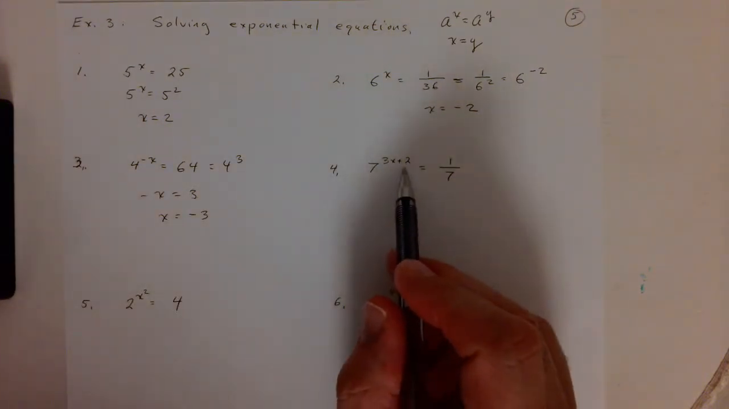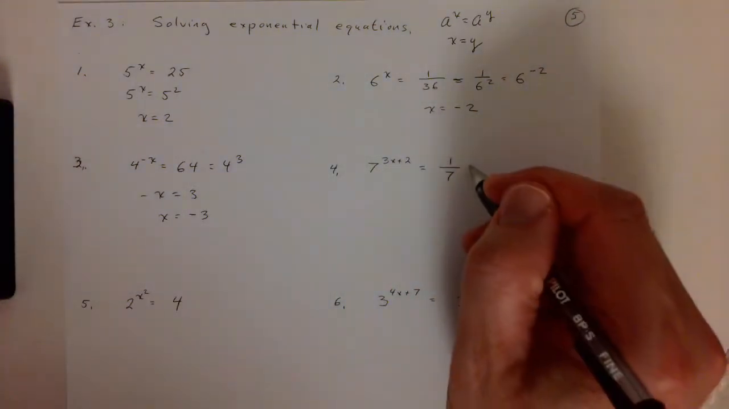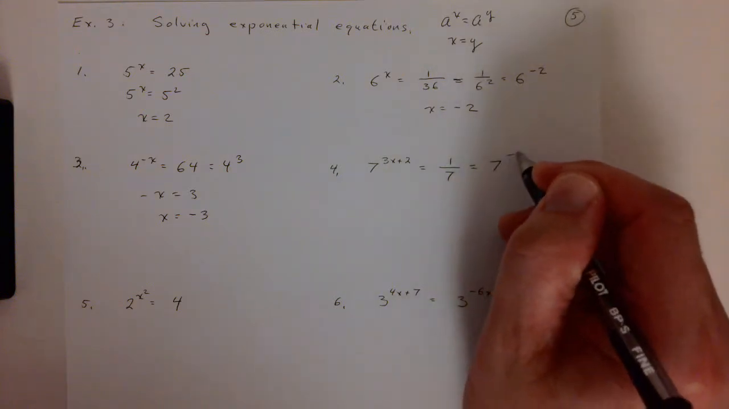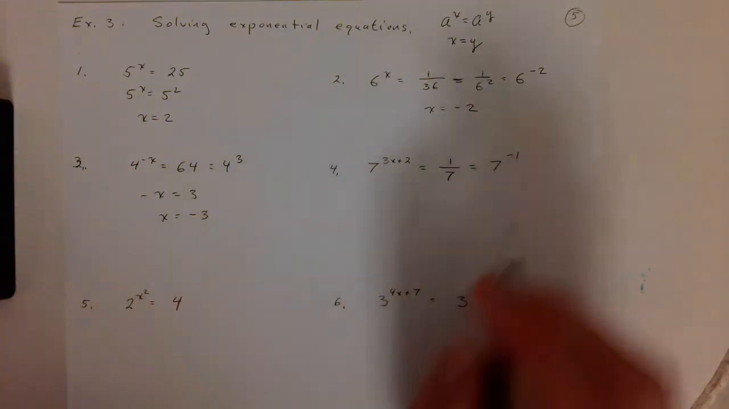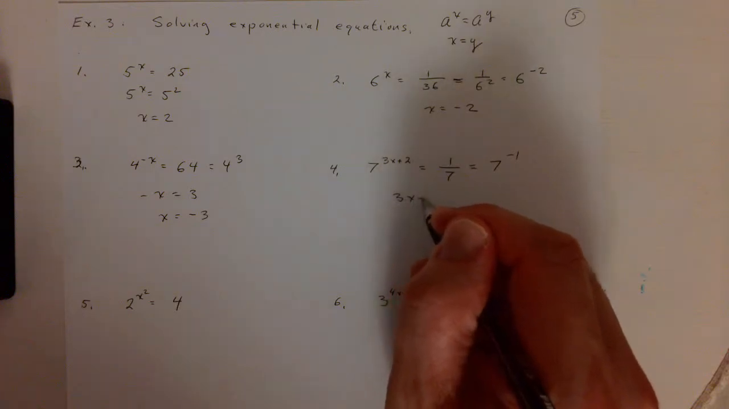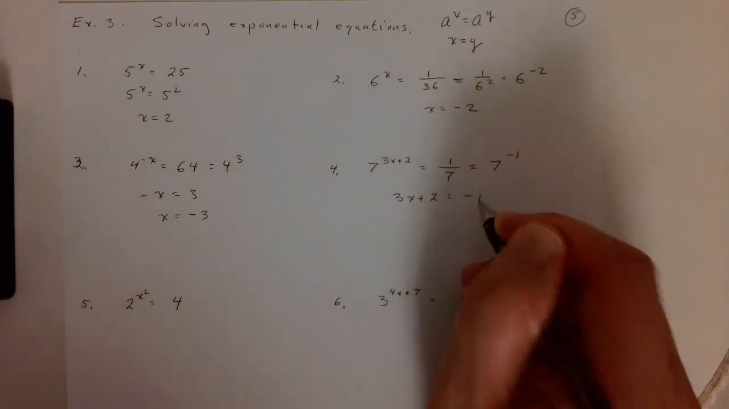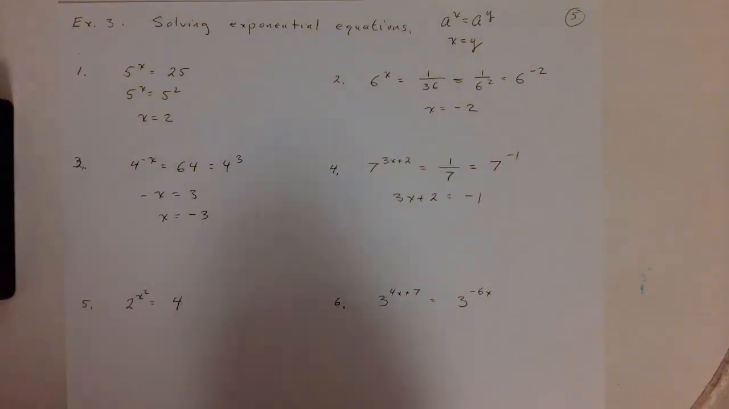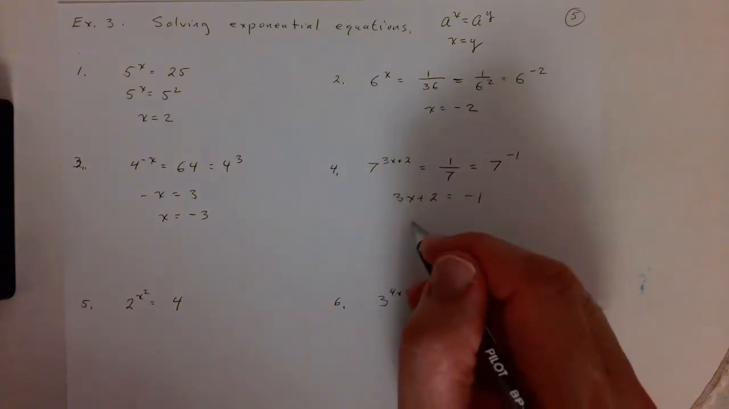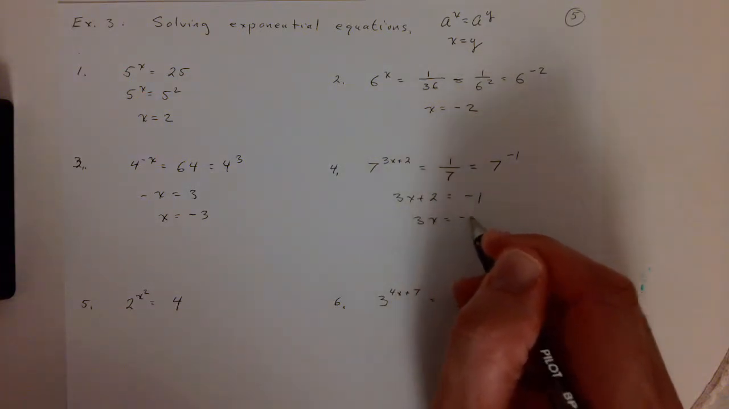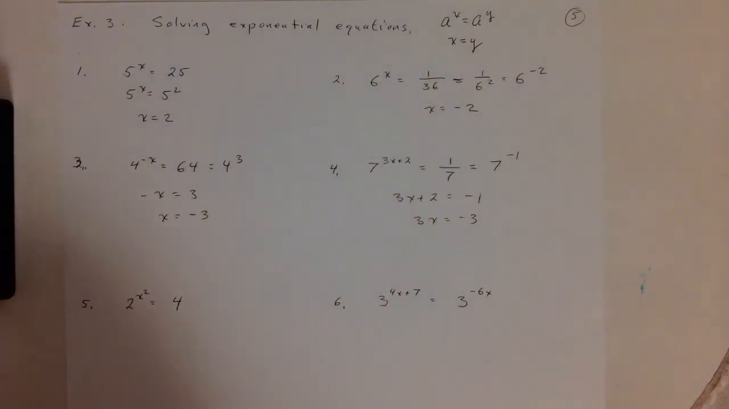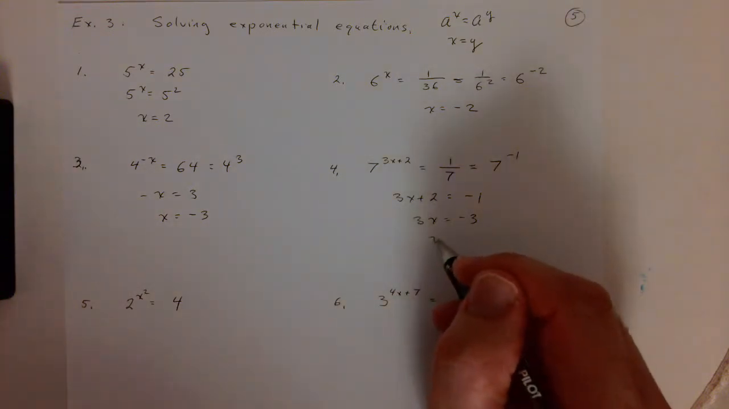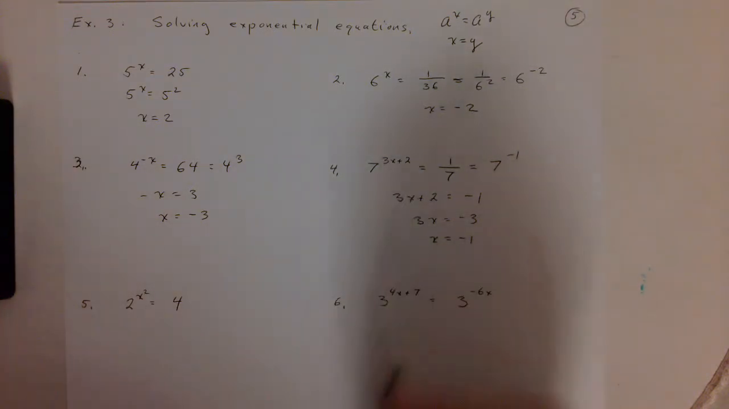7 to the 3x plus 2 equals 1/7. This is the same thing as 7 to the minus 1. So 3x plus 2 is equal to minus 1. Subtract 2 from both sides and divide by 3, and you get x has to be negative 1.